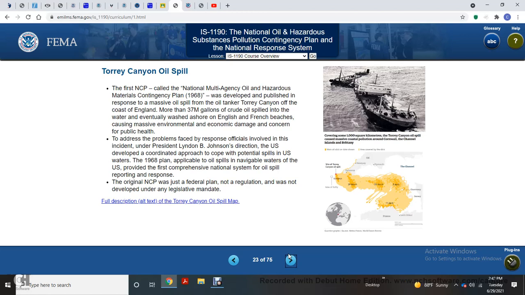To address the problem, the officials responsible for the incident, under the direction of President Lyndon B. Johnson, developed a coordinated approach to cope with potential spills in U.S. waters. With the 1968 plan applicable to oil spills in navigable waters, the U.S. was provided with the first comprehensive national system for oil spill reporting and response. However, the original National Contingency Plan was just a federal plan, not a regulation, and was not developed under a legislative mandate.